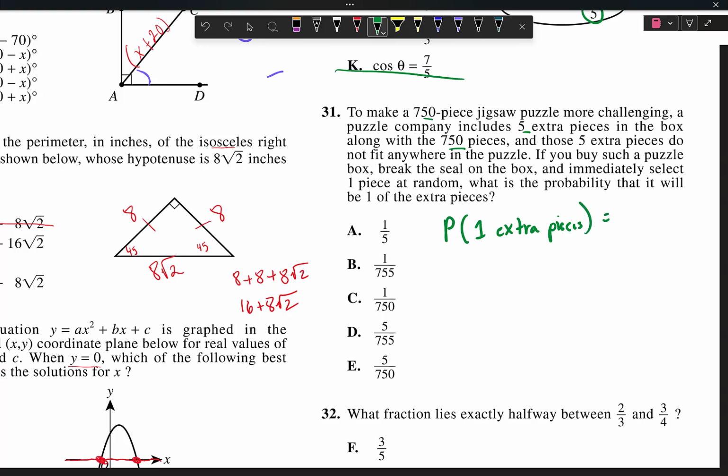Like always, I like to come up with the bottom number first, the total number of outcomes. You got to be careful here. And even looking at the answer choices, they're trying to trick us up. 750 is not that bottom number, not the number in the denominator. It's 755. There's 750 pieces along with those 5 extra. So the probability you're getting an extra piece, well, there's 5 to choose from out of 755. We need to reduce this. Actually, we don't need to reduce it, because 5 over 755 is an answer choice.